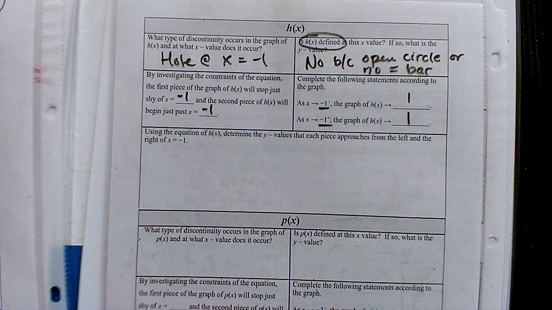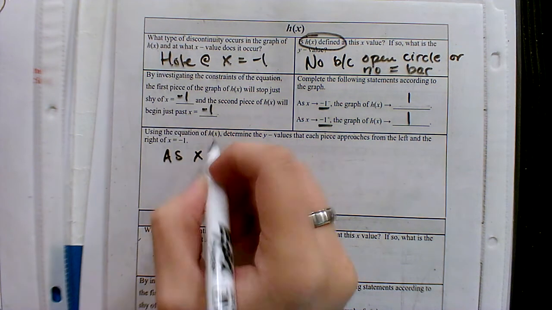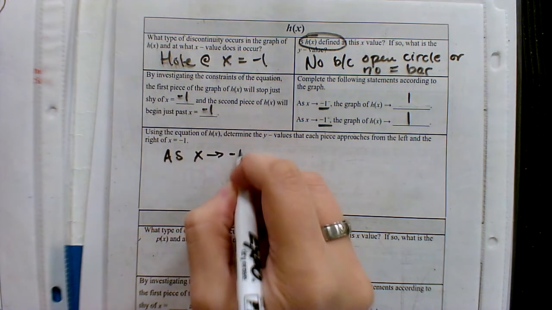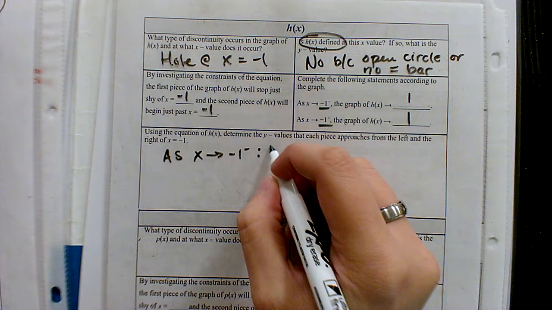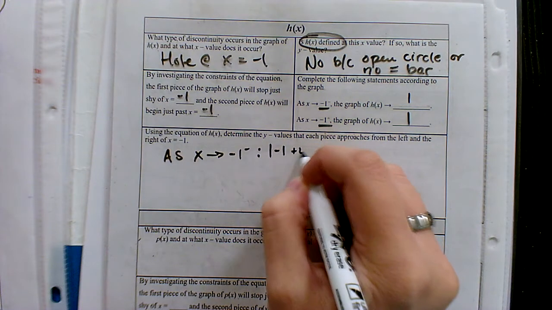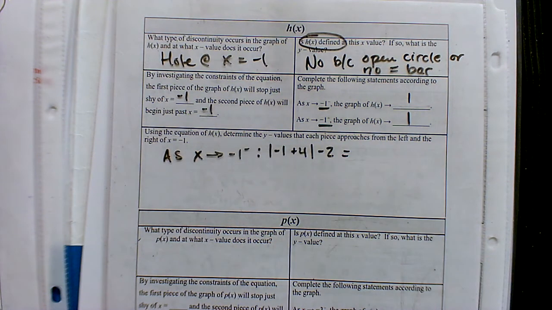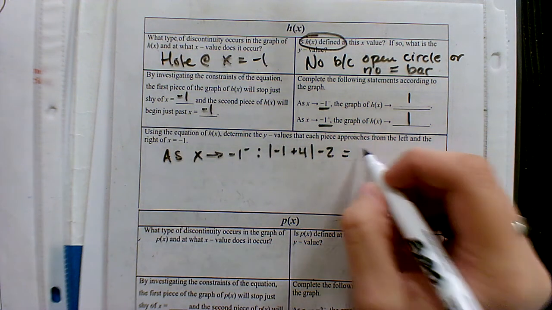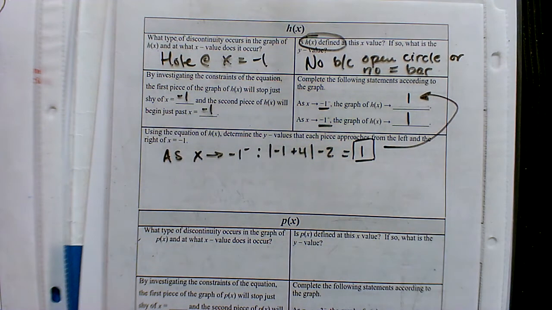Good. Okay, so let's see if we can get those same numbers based off the equation, just in case we didn't have a graph. As x approaches negative 1 from the left, which equation represents the left-hand side of negative 1? The first one. So let's plug in negative 1 into the first equation. Negative 1 plus 4 is 3. Absolute value of 3 is still 3. Minus 2 is 1. Notice how it matches.